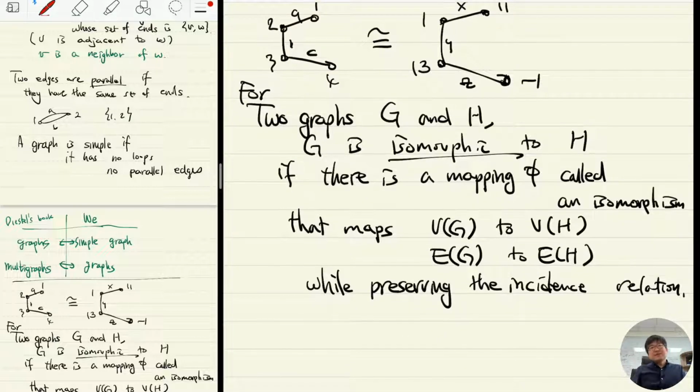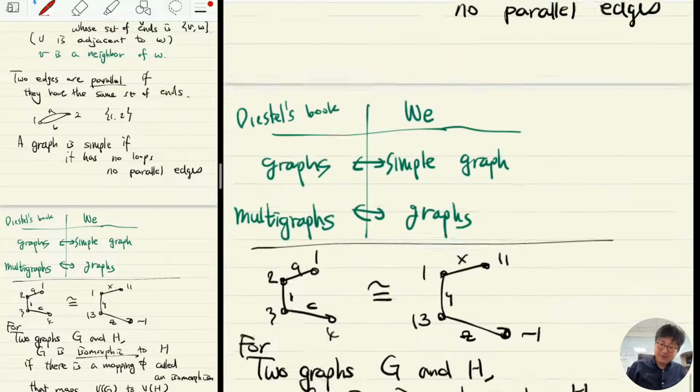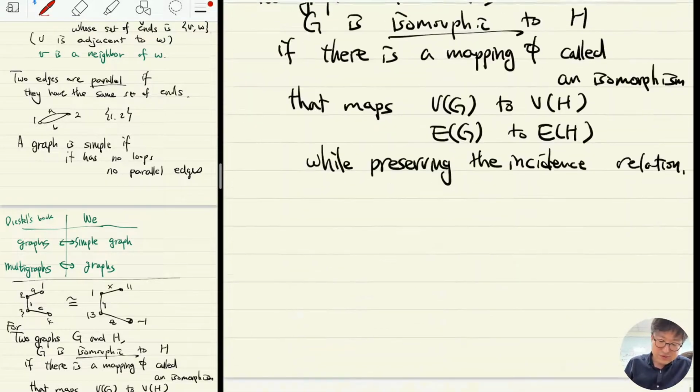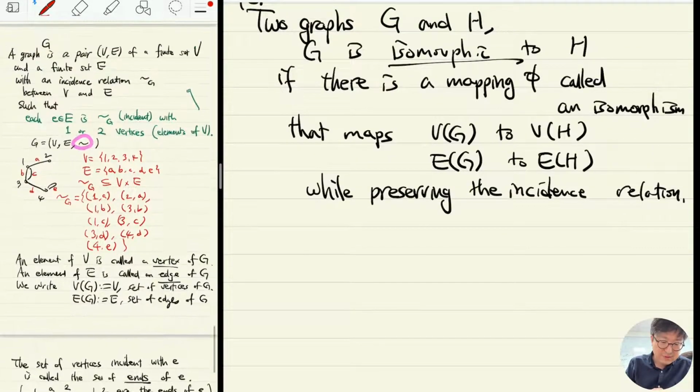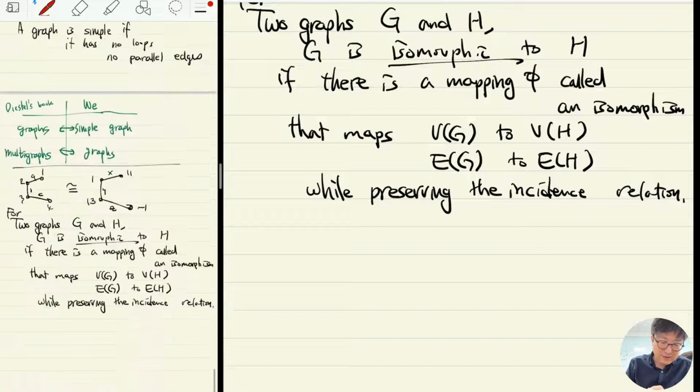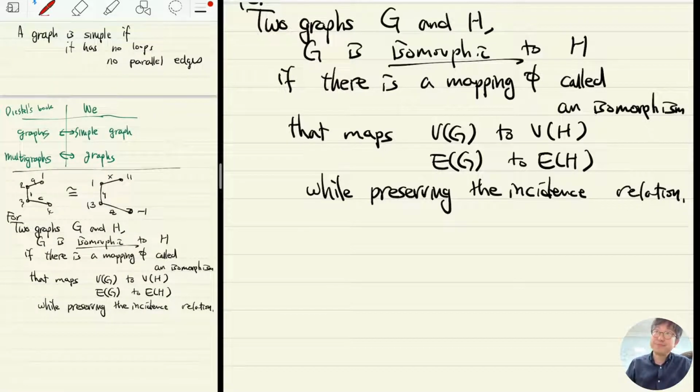You can say graph theory is the study of properties of graphs that are invariant under isomorphisms, right? So we don't care about labels, but what we care about is the relations. All right, so these are the definitions. The next thing we want to do is the constructions.